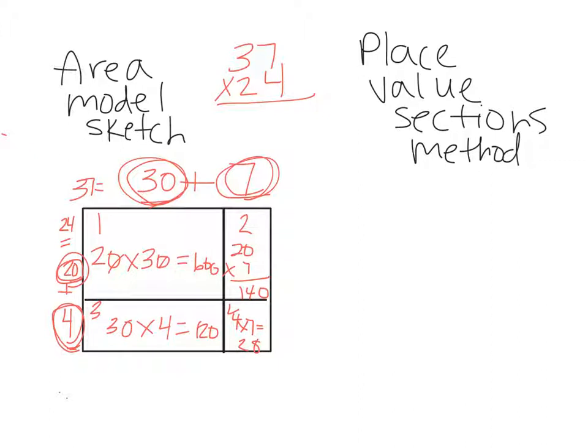And then now that we have all of these partial products, we can add them together to get our actual product. So we have 600 plus 140 plus 120 plus 28. We add those, 8, 6, 7, 8, 9. Our actual product would be 988.